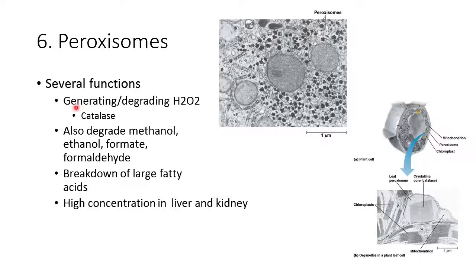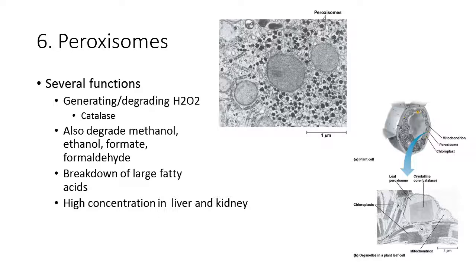One is generating and degrading hydrogen peroxide. So hydrogen peroxide can be produced as a byproduct of respiration, and it's not good to have a lot of this hanging around your cells. It's going to start to damage different molecules. So there's an enzyme called catalase. It's in these peroxisomes. It's going to degrade that hydrogen peroxide. Now, some hydrogen peroxide is good. It can be used for signaling. So you don't want to get rid of all of it, but you want to get rid of most of it.